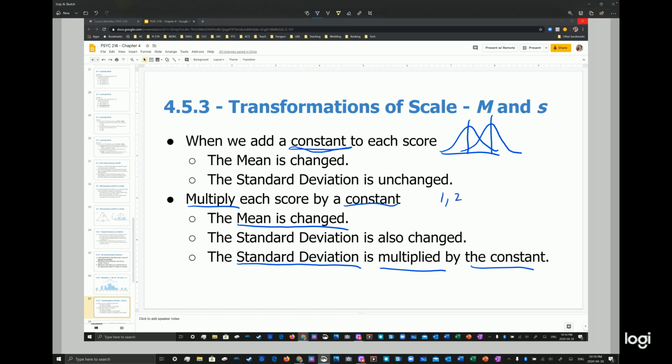So here's an example. If you got 1, 2, 3, and we shift the scores and multiply everything by 2, we get 2, 4, 6. Notice, you can already see it right away. The mean's going to change. The mean here is going to be, I'm just going to use M here, 2. And the second mean here is going to be 4.